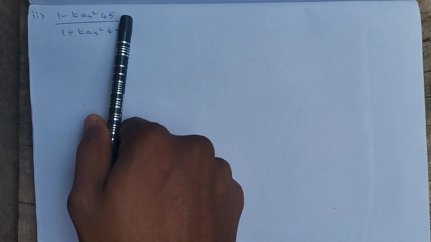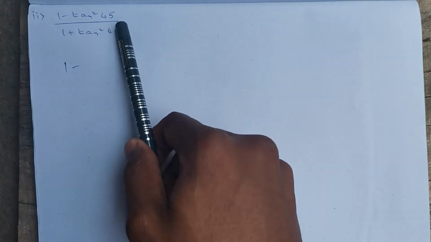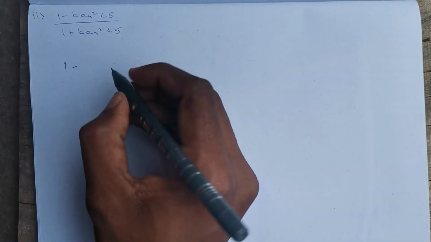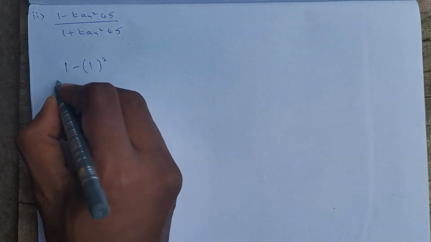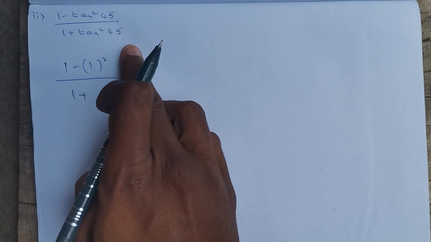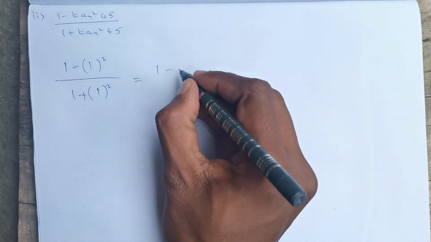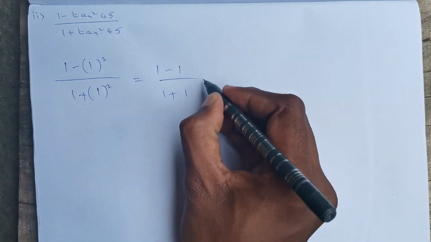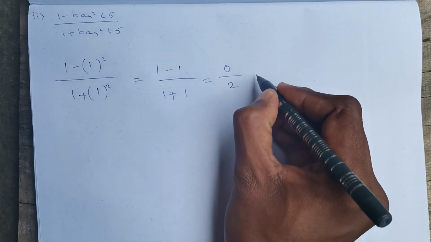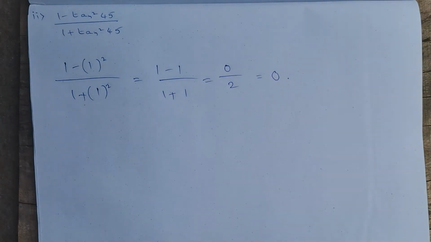Okay, let's move to next question. 1 minus tan square 45 divided by 1 plus tan square 45. Tan square 45 is nothing but tan 45 whole square. So tan 45 is 1, it means 1 square. 1 minus 1 square is 1, by 1 plus 1 square is 1. 1 minus 1, 0, by 1 plus 1, 2. 0 divided by anything is 0. So the value of 1 minus tan square 45 by 1 plus tan square 45 is 0.